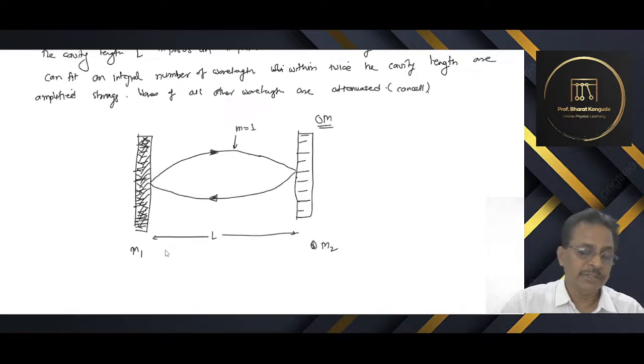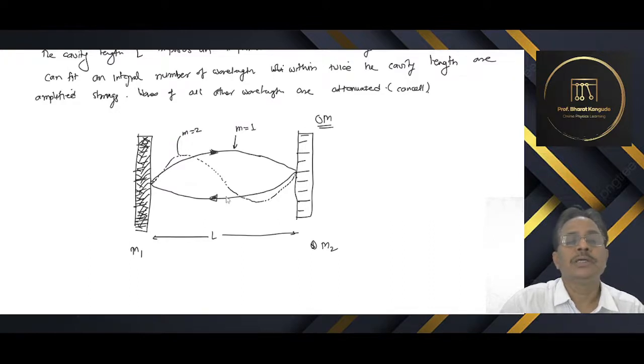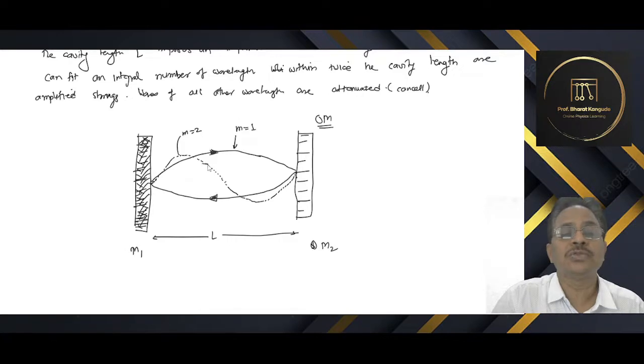Whereas in m is equal to 2, this is halfway. In this particular wave, the dotted line increases, reaches here, becomes 0 and starts falling like this, and again reaches here. So this is having m is equal to 2. Okay, so this is how.